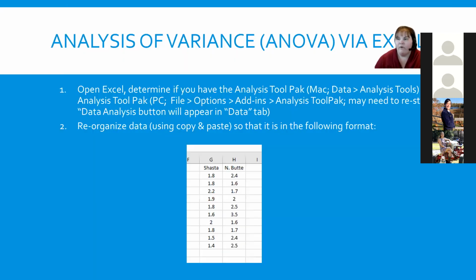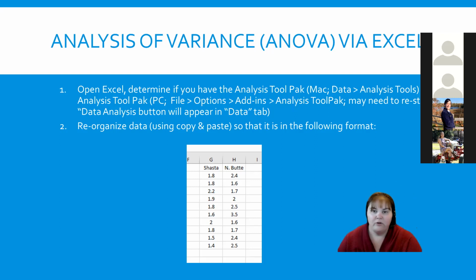All right, so for analysis of variance, we are going to first and foremost open an Excel document and make sure that we have the analysis tool pack. So if you're on a Mac, it's underneath the data menu that's up at the top. It's about part of the way in the center, I think. Go to data and then analysis tools. If it's not there, we can select an add-in, and I'll show you how to do that in just a second.